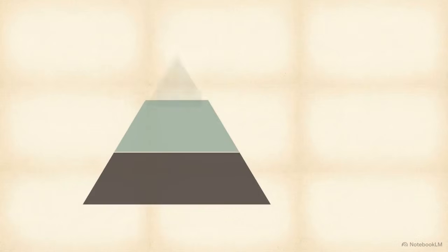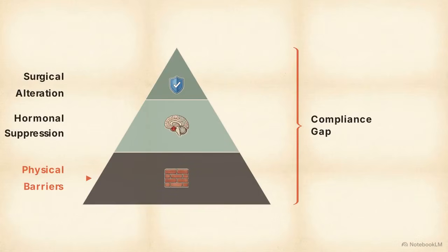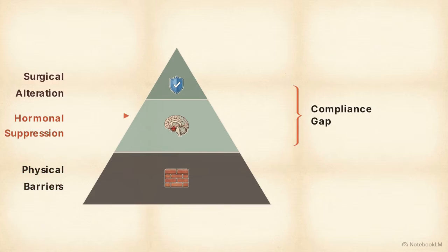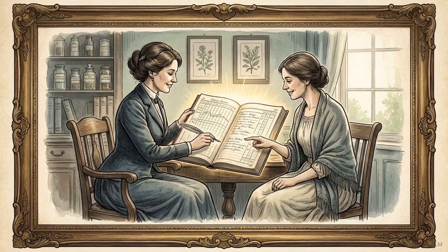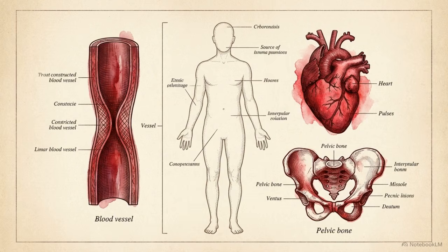Reviewing the hierarchy reveals a stark clinical reality. As interventions scale from localized physical barriers to systemic hormonal suppression, and finally to irreversible surgical alteration, the compliance gap steadily collapses. The clinician's responsibility is to navigate this matrix alongside the patient. High efficacy must continually be weighed against an individual's physiological tolerances, specifically evaluating distinct risks for thrombosis, hypertension, and pelvic inflammation. This diagram illustrates the next phase of delivery systems.